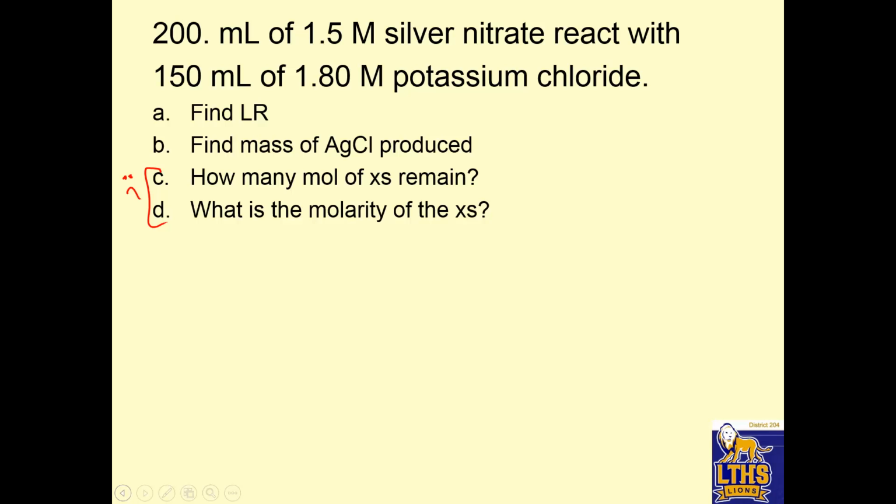Okay, so I'm going to do A and B first, then I'm going to go back to C and D. The first thing I have to do is write the reaction for this. So I've got silver nitrate, AgNO3, plus potassium chloride, KCl, and that's going to make AgCl. It's a double replacement reaction, right? Ag and K are going to switch places, and KNO3. Okay, this is balanced the way it's written.